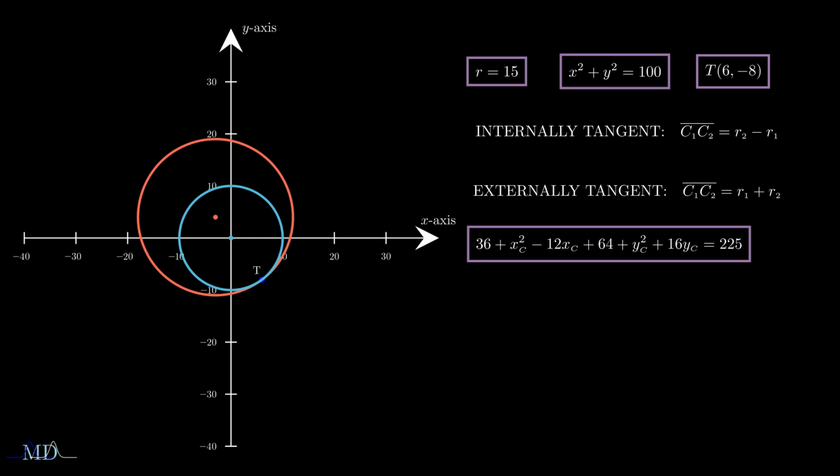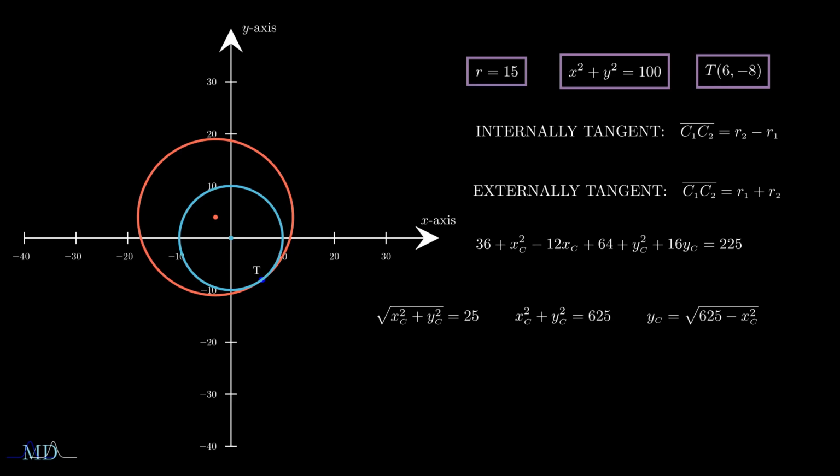Since we are looking for an externally tangent circle, we want the distance between centers to be equal to the sum of the two radii. The two radii are worth 10 and 15. Therefore square root of xc squared plus yc squared equals 25. We insert these values into the equation of the circle, and we get 16 times square root of 625 minus xc squared minus 12 times xc plus 500 equals 0.